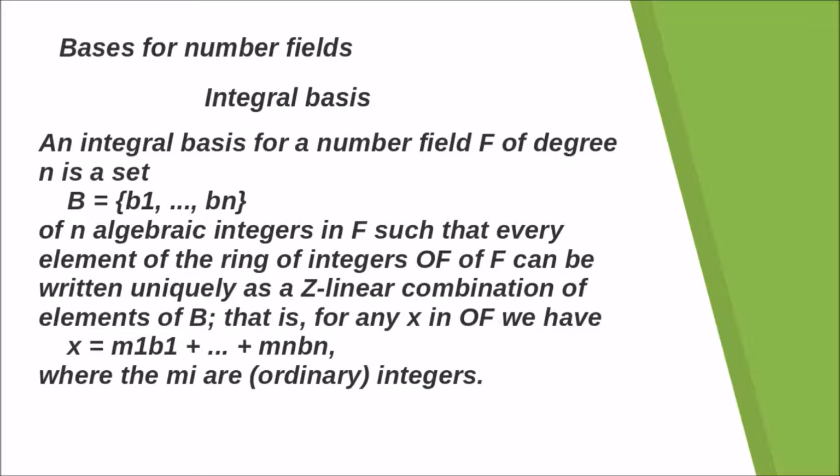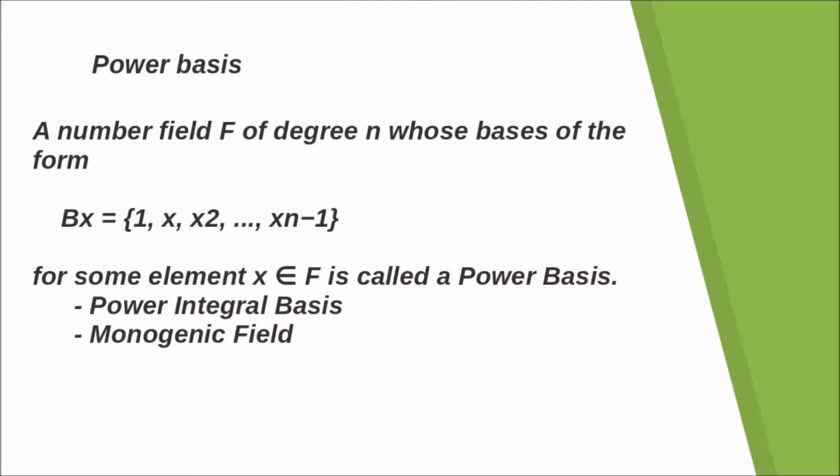That is, for any x in OF, we have x equals m1 dot b1 plus m2 dot b2 till mn dot bn, where the mi are ordinary integers. Now let's talk about power bases. A number field F of degree n whose basis is of the form B equals 1, x, x squared, till x to the power n minus 1 for some element x belonging to F is called a power basis. There are two main properties of power bases: power integral bases as well as monogenic fields.